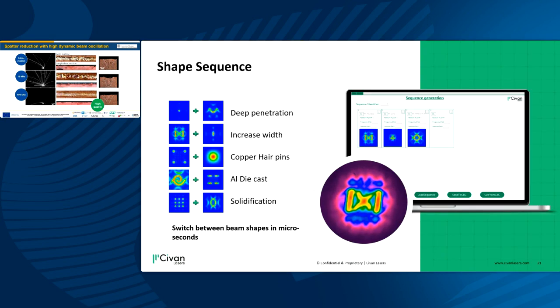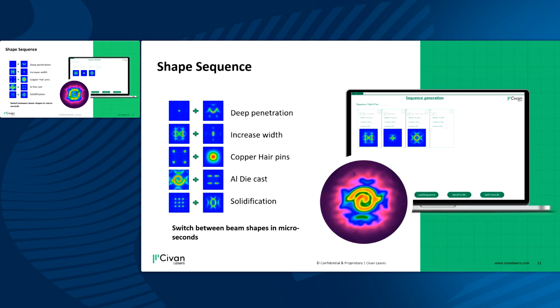So after talking about the second feature, which was the shape frequency, I'll move to the third feature, the shape sequence. The idea behind this is that each beam shape has its own characteristics and benefits. Maybe I'll use this first one as a simple example. In general, if we use this single point, that means that we concentrate most of the energy in a very tiny spot, which in most cases leads to a very large penetration.